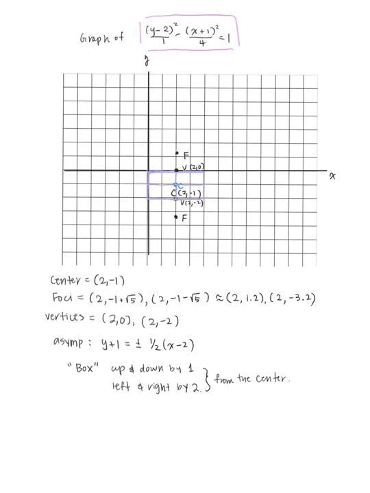Now here's the box, and from the corner to corner of the box, I'm going to draw the asymptotes. All right, so the one with the positive slope is y plus 1 equals positive 1/2 times x minus 2. Negative slope is y plus 1 equals negative 1/2 times x minus 2. All right, now the graph time. So let me just do the best I can.